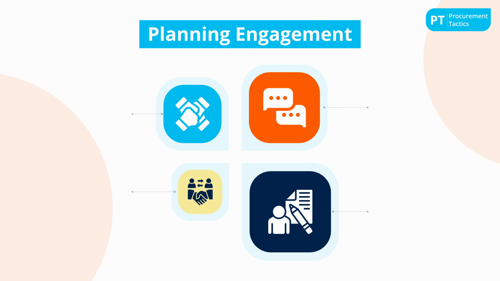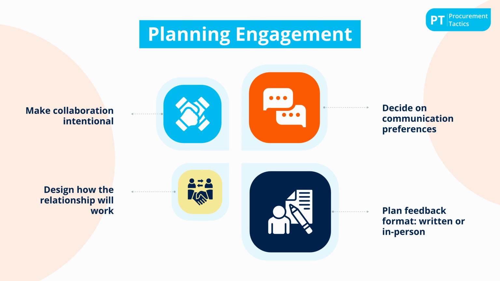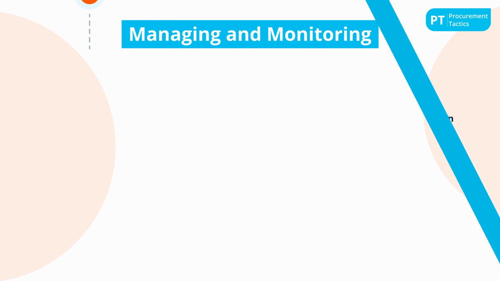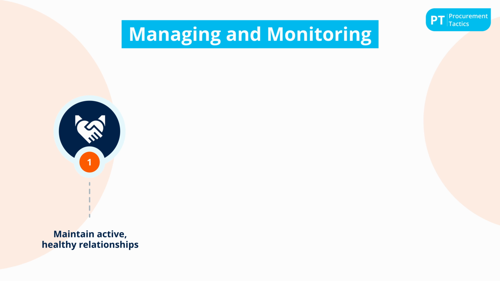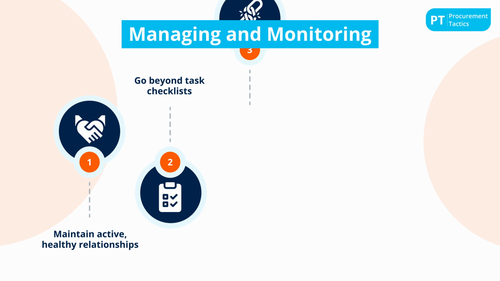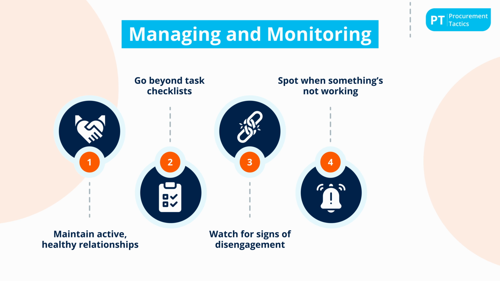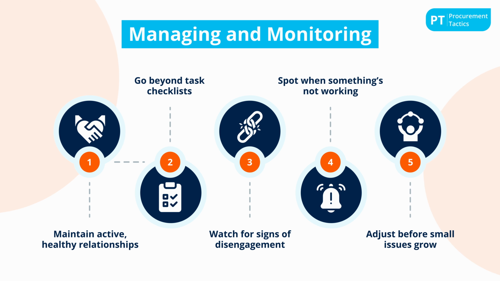Planning engagement means making collaboration feel intentional. It's about designing how the relationship will work. Will this person want regular updates? Should I request feedback in writing or in person? Etc. Managing and monitoring are about maintaining active and healthy relationships. It's not just checking off tasks. It's noticing when people disengage or when something's not working and adjusting your approach before small issues become big ones.